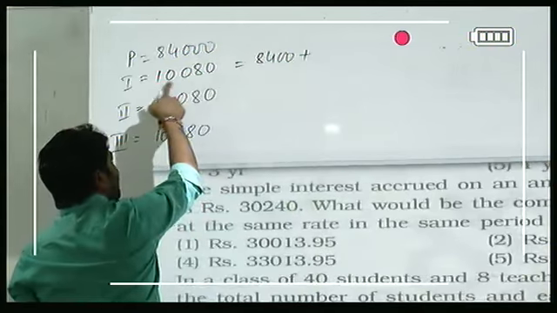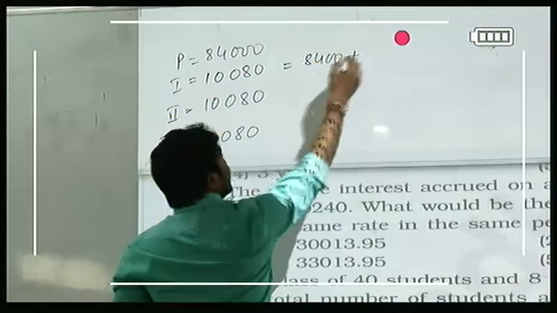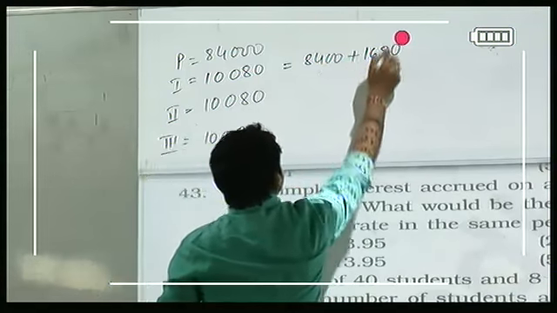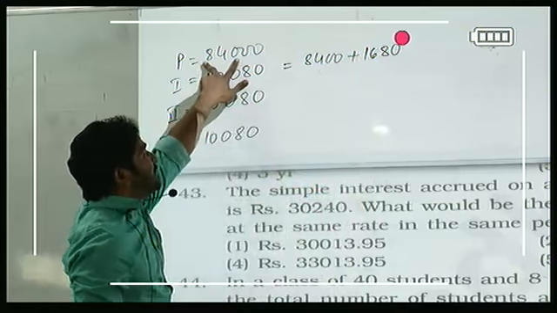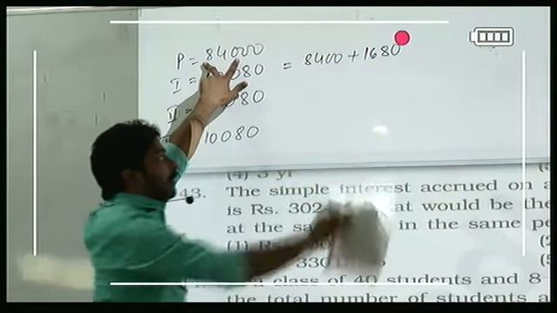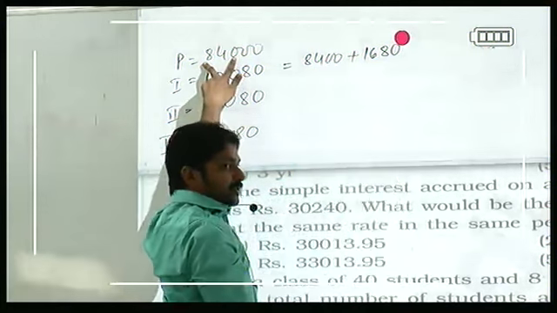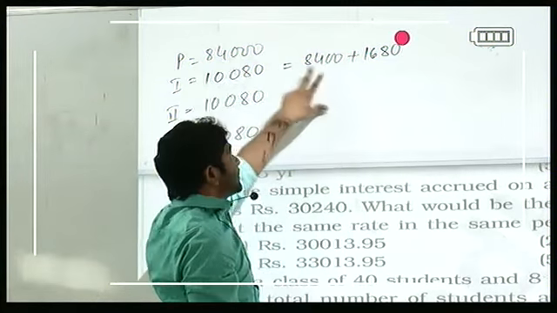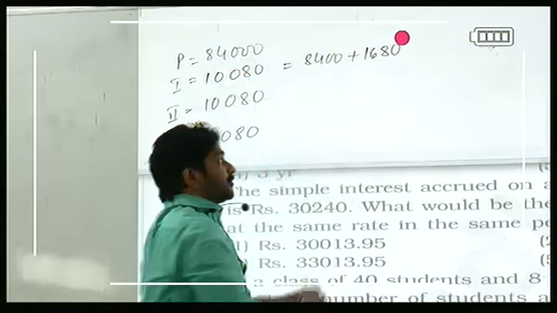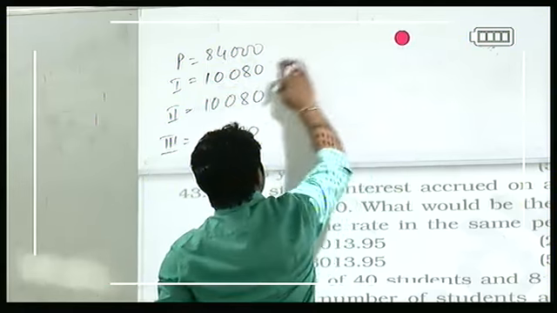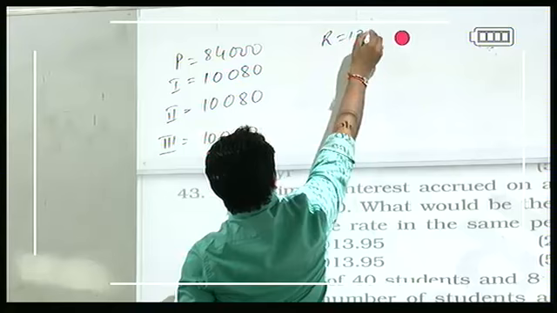How much do you need to add to make it 10,080? 1,680. What about 1%? 840. How much do we have? Double, 2 times of 840, which is 2%. Yes or no? This is 10% and this is 2%. So the rate of interest is 12%. So the R value is 12%.